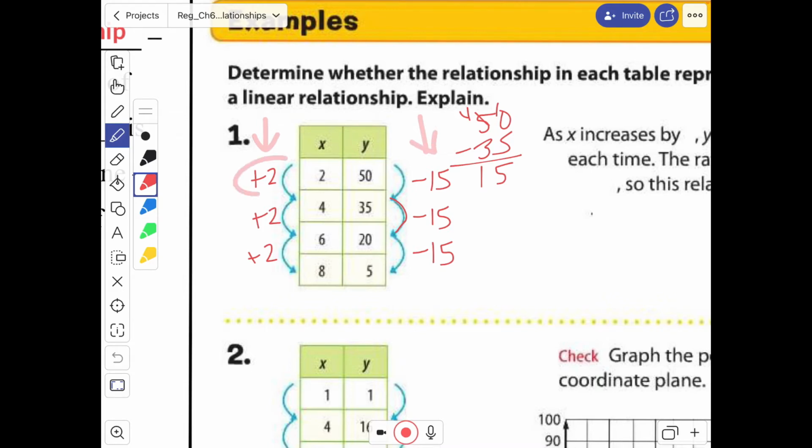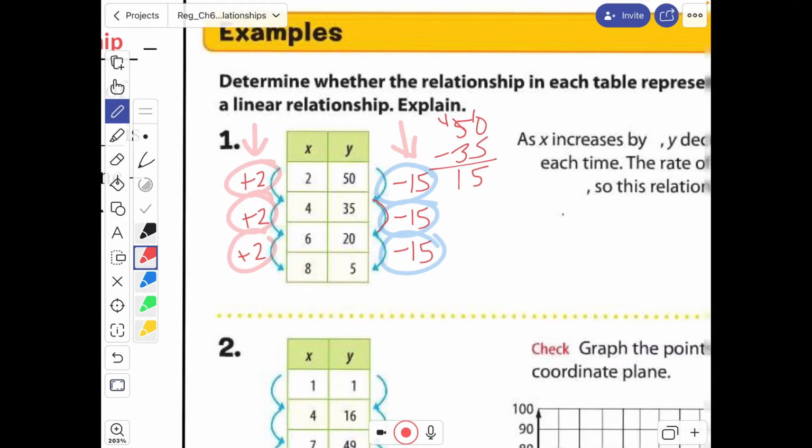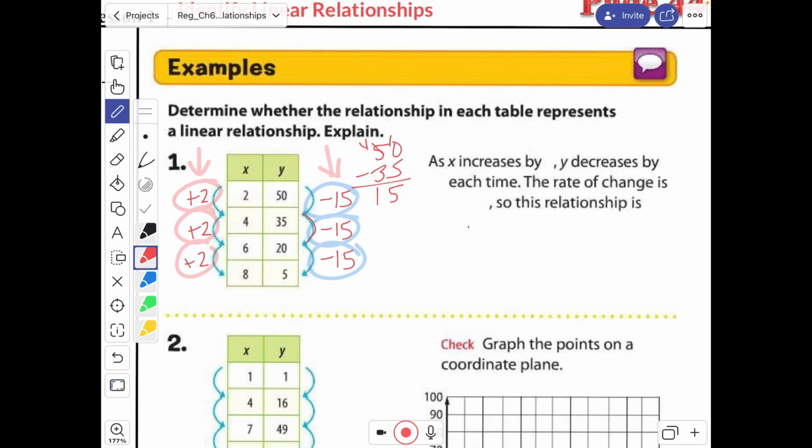We're looking to see, is this number the same each time? And is this number here on the y side the same each time? If they are, then it is considered linear. So this one is a linear relationship because as x increased by 2, y decreased 15 each time. So the rate of change is constant. So the relationship is linear.